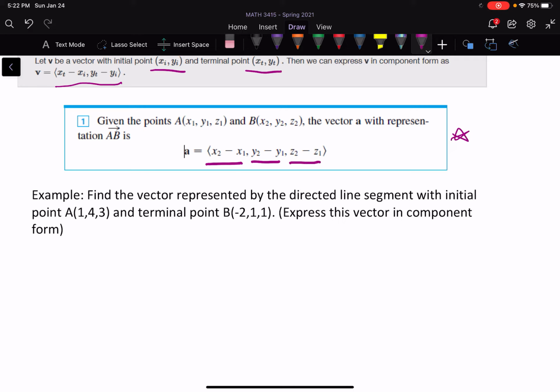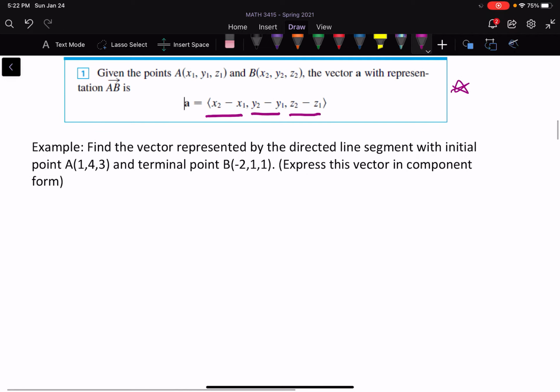The way you do that is you just subtract the x components, the y components, and the z components. So in this case it says find the vector represented by the directed line segment. All that's saying is that we have a vector, and its initial point is the point (1, 4, 3), and its terminal point is the point (-2, 1, 1).